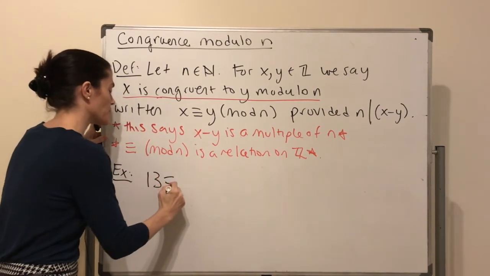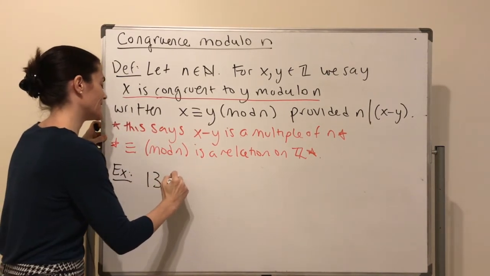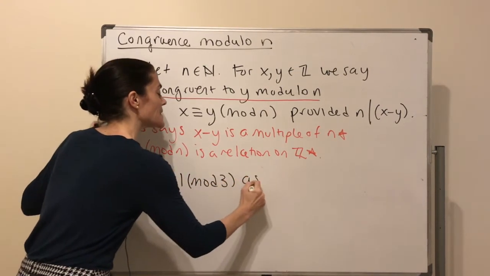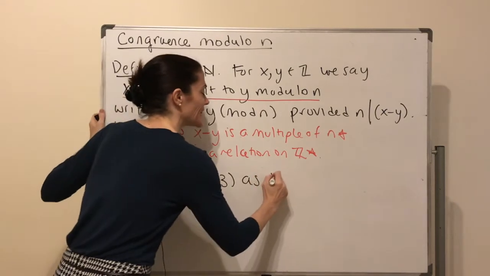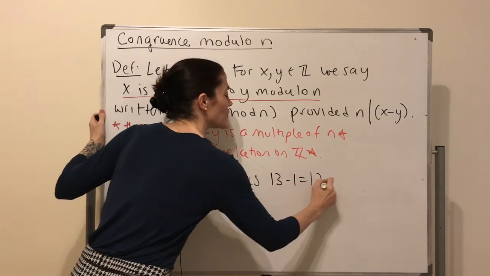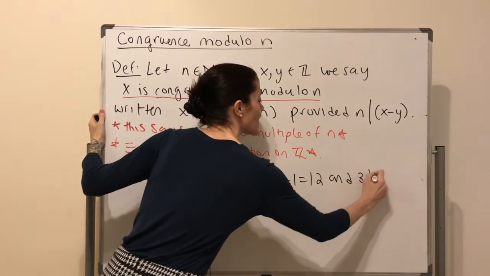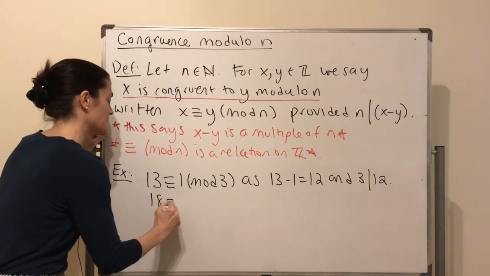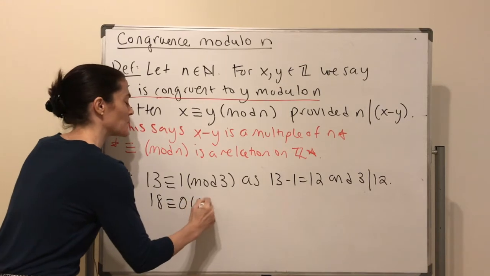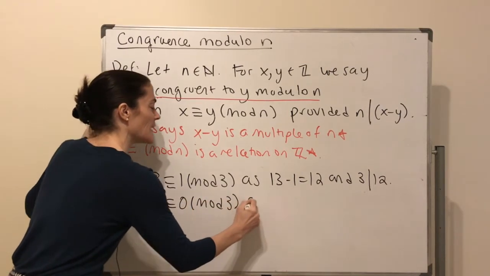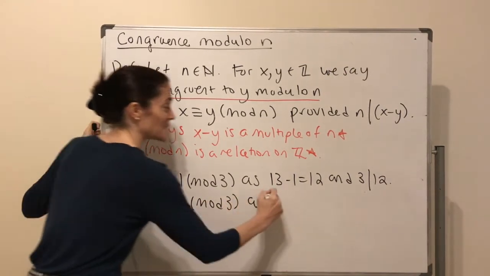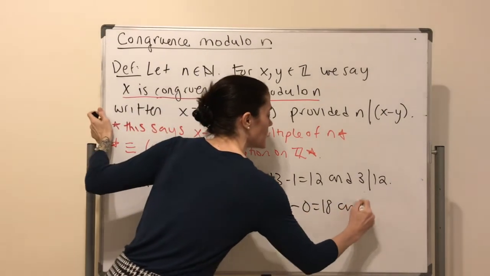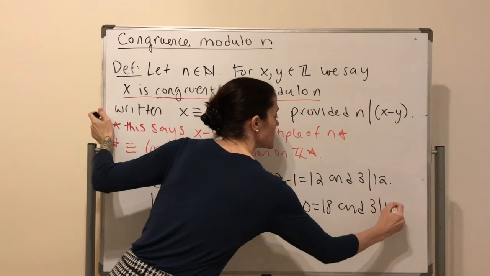13 is congruent to 1 mod 3, as, well, 13 minus 1 is 12, and 3 divides 12. 18 is congruent to 0 mod 3, as, well, 18 minus 0 is 18, and 3 divides 18.